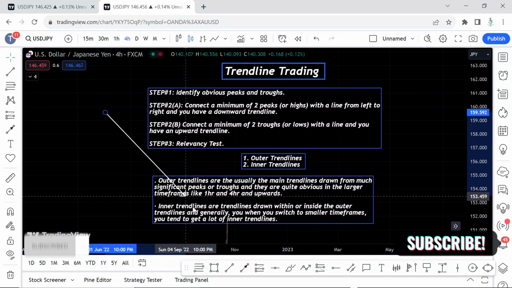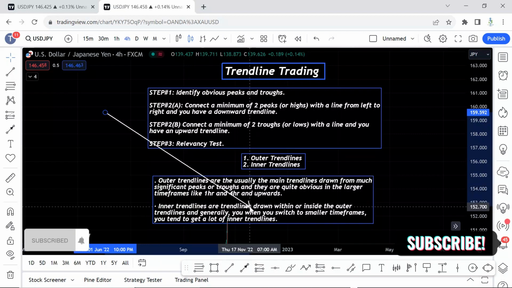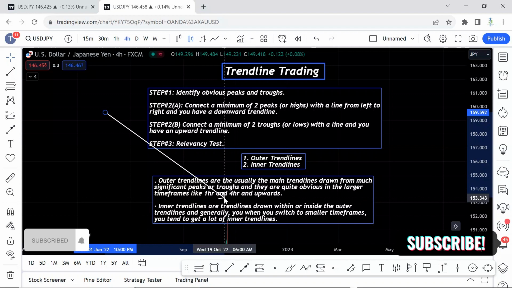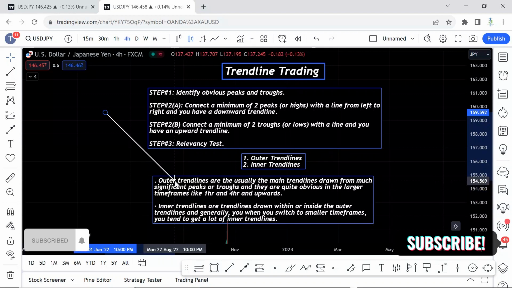Then inner trend lines are trend lines drawn within and inside the outer trend lines, and generally when you switch to the lower time frame, that's when you'll be able to notice them. These are inner trend lines, drawn inside the outer trend lines. I know this might be confusing for you right now, but just stick to the end of the video. I'm going to break it down step by step.